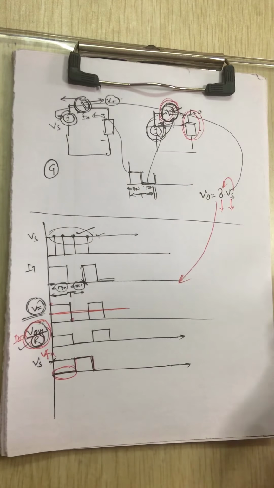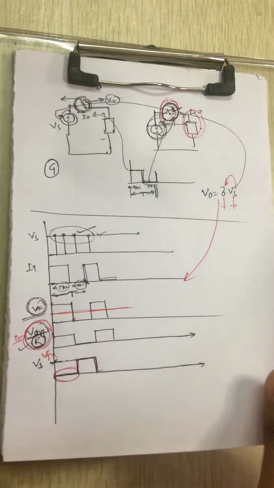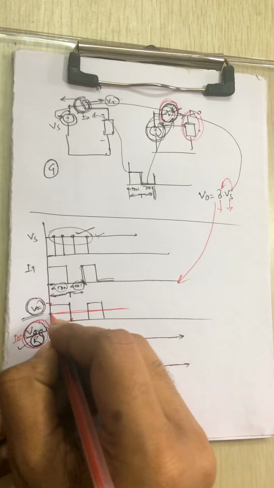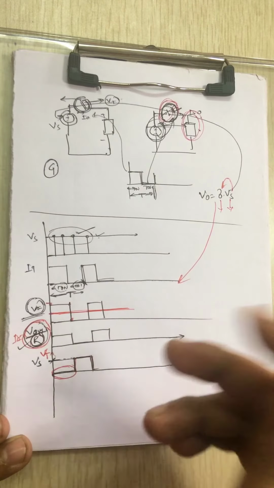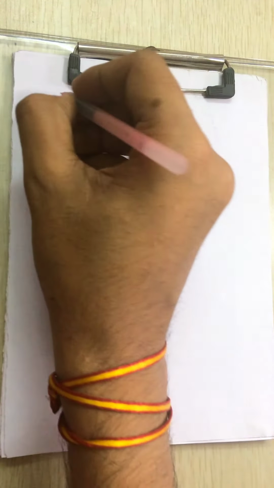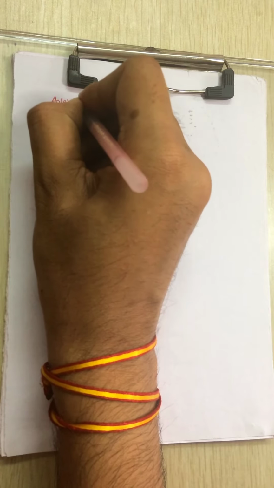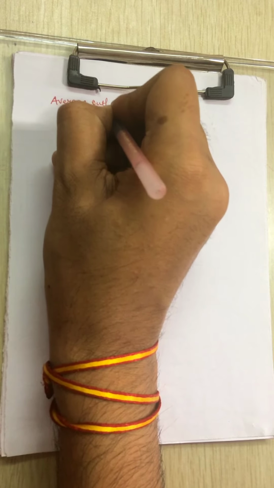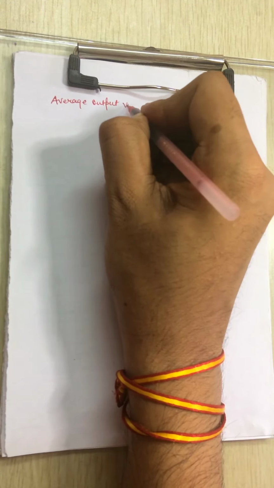Okay, let's move on to the performance parameters of the ideal step down chopper. Number one is average output voltage. How are you going to find this average output voltage?